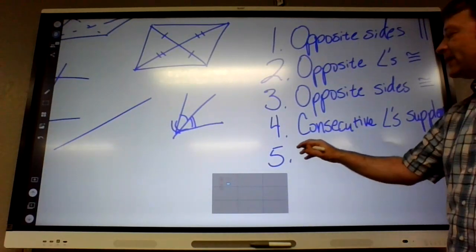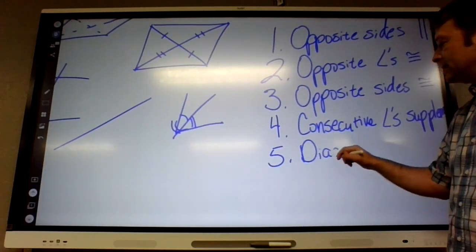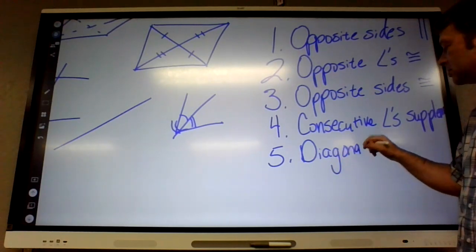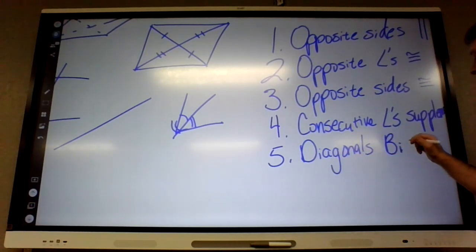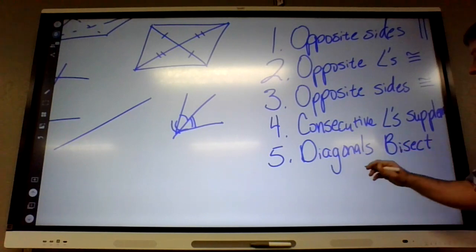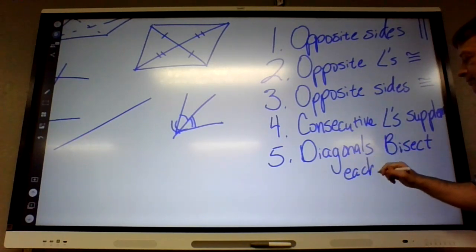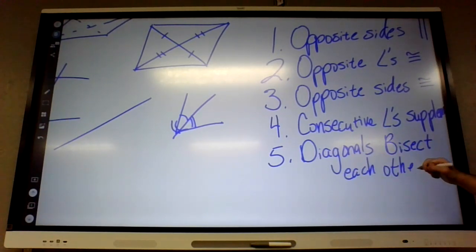So the last fact is diagonals bisect each other. Probably would have never guessed that one. Alright, those are the 5 that we know.